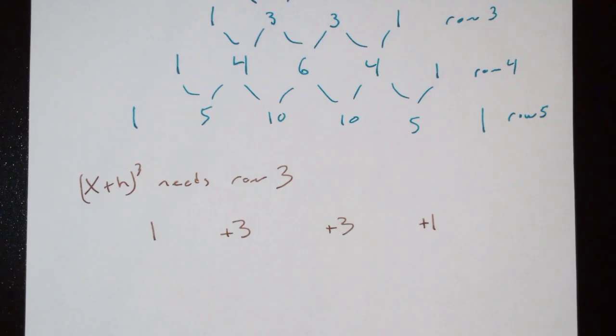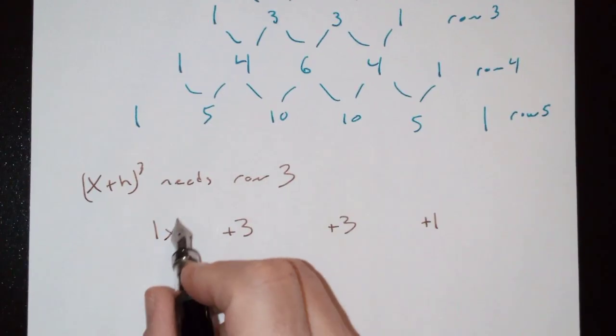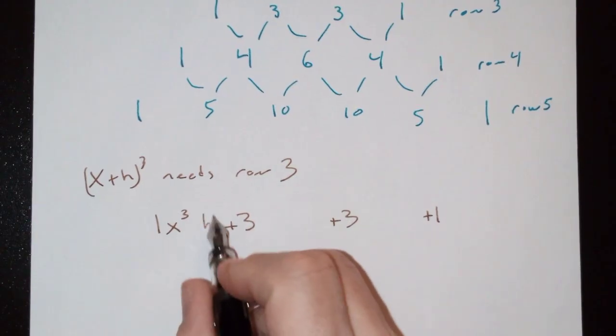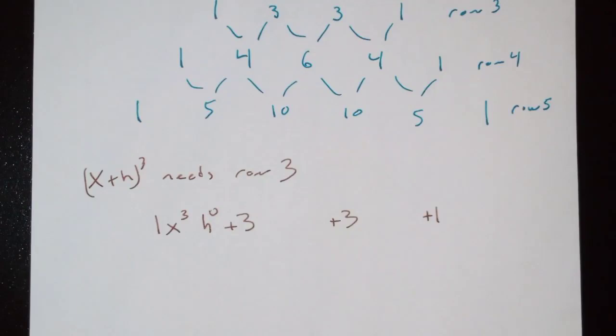So start all the way on the left and put an x to the highest power you've got. Highest power in this problem is 3, so I'm going to write an x cubed. Since I'm taking stuff to the third power, I have 3 powers with just the x's, right? So I need no powers of h. I'm even going to write it down, h to the 0.